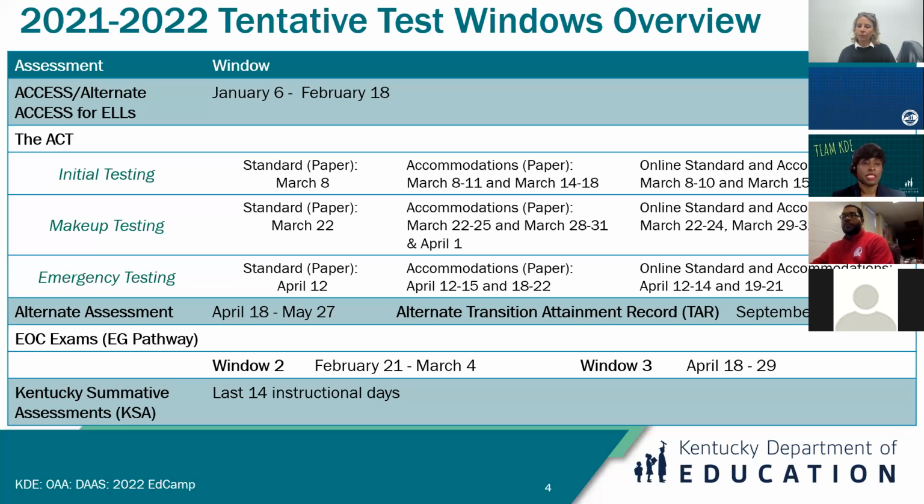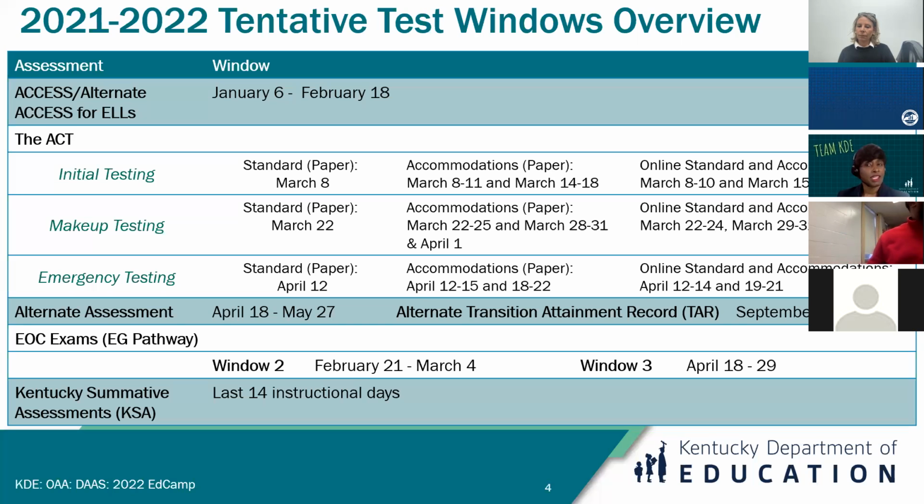Then the next testing that will take place is the ACT. The initial testing date for the ACT, the paper date, is March 8th. Then we'll have the accommodations, which will run from March 8th through the 11th and March 14th through the 18th.